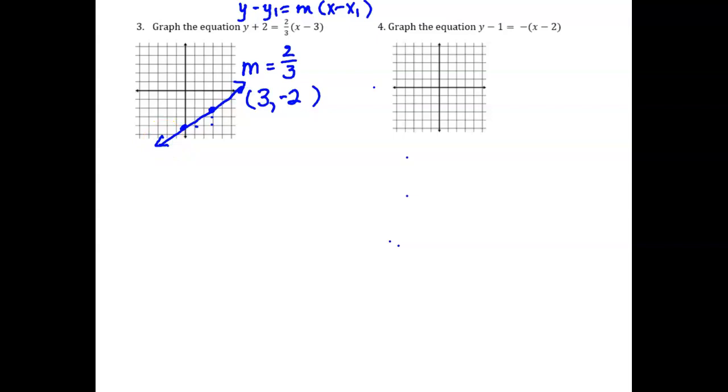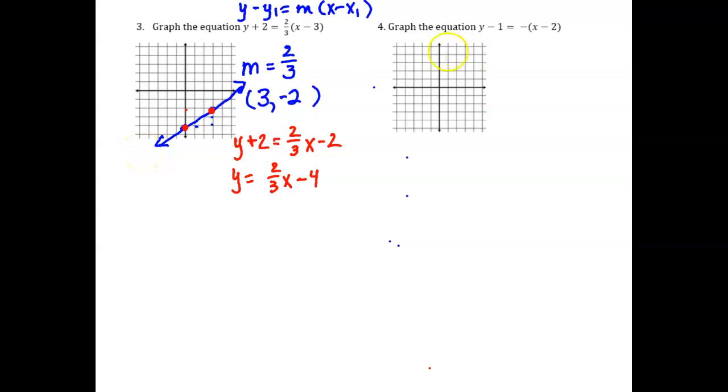The other option would be to actually put it into slope-intercept form, which you can do by distributing. So y plus 2 is equal to 2/3 x minus 6/3, so minus 2. So y is going to be equal to 2/3 x, when we subtract 2 from both sides, minus 4. So let's see, do we cross at negative 4? 1, 2, 3, 4. Yep, there's our y-intercept. And then our slope is 2/3. So see how we get the same line? Doesn't matter which way you do it.